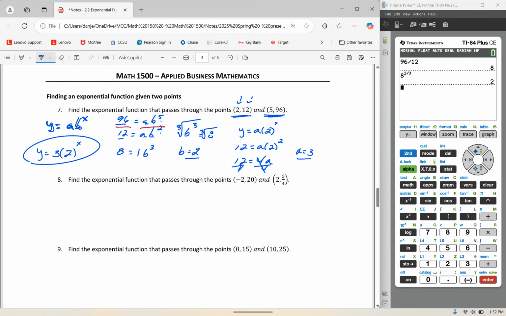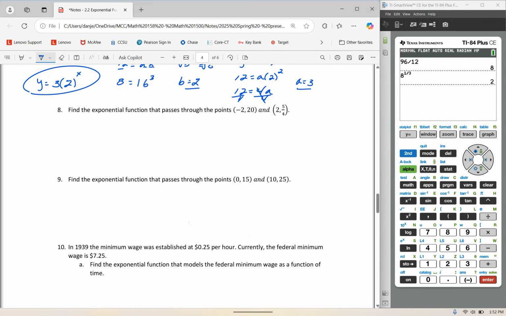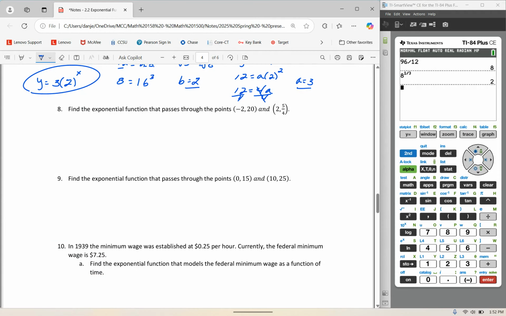Let's do another one, number 8. Find the exponential function that passes through the points (-2, 20) and (2, 5/4). So this one's got a little bit extra wrinkle in it. y equals a times b to the x. So 20 is a times b to the negative second. 5/4 is equal to a times b to the second.